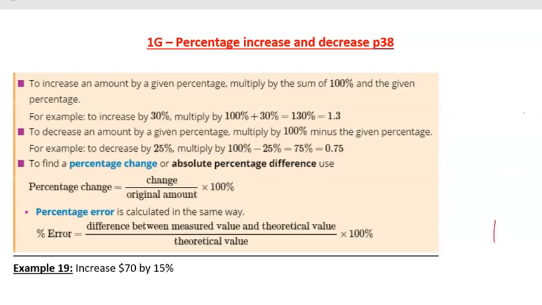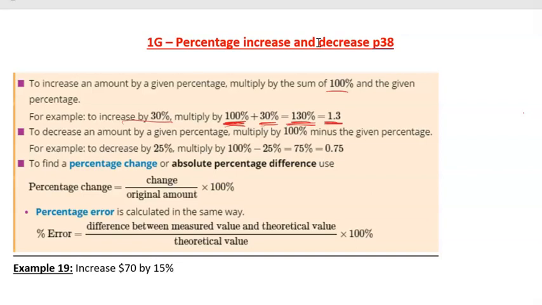Percentage increase and decrease. To increase an amount by a given percentage, multiply by the sum of 100% and the given percentage. For example, to increase by 30%, you've got to have the 100% that you started with plus another 30%, which is 130%. And to turn that into a decimal, it's 1.3. So it's one whole plus 0.3 of one more.